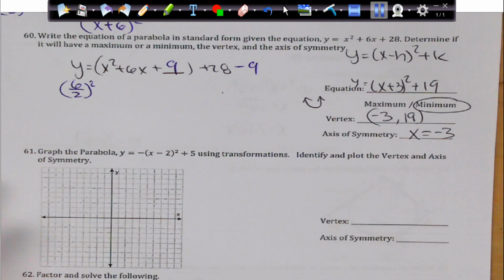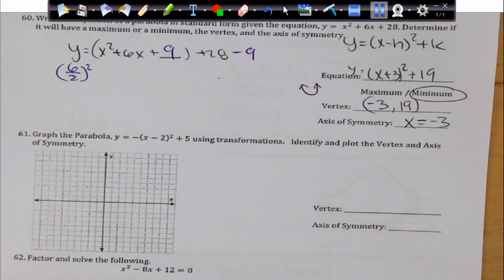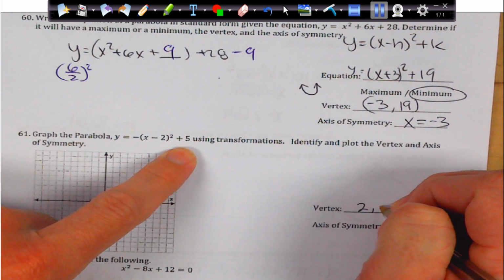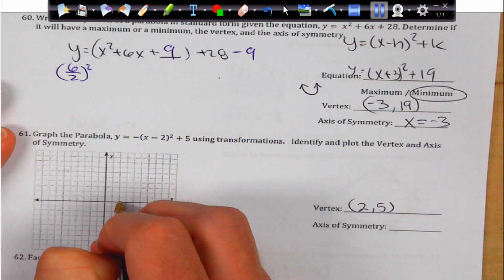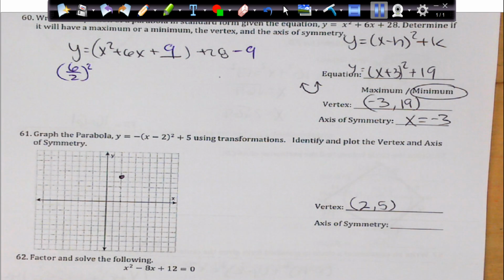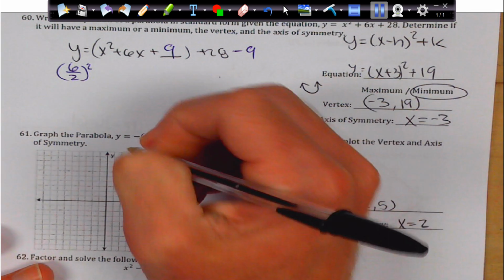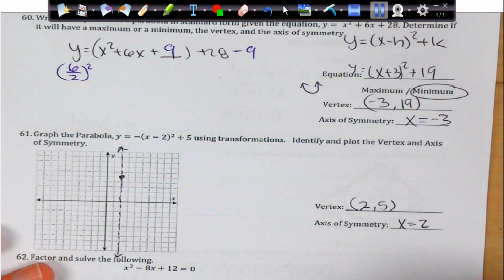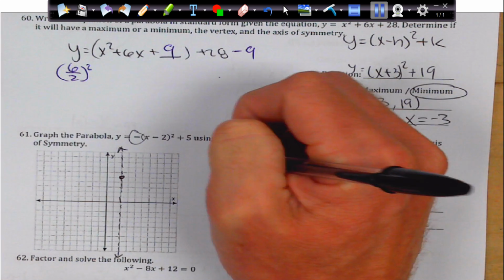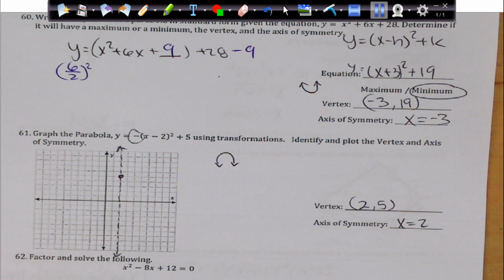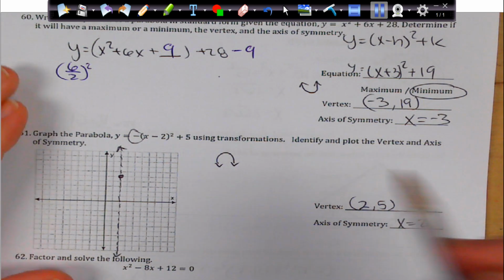Graph the parabola using transformations, identify and plot the vertex and axis of symmetry. Well, quickly you can just graph the vertex here, which is at positive 2, comma 5. So that's 2, comma 5, right there. And then the axis of symmetry is going to be going right through that. Just like that, and we see it's negative, so we know it's going to be going down like that. Okay? So a couple of different ways we could do this using transformation. I know we've done it in the past that way. I'm going to kind of show you another way.